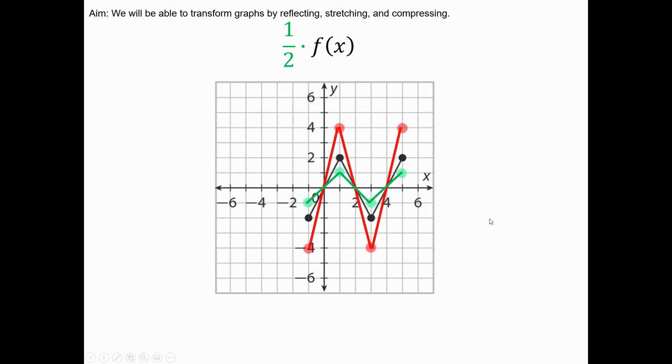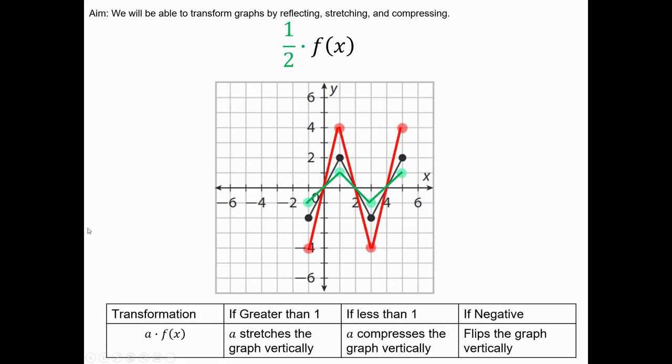You compress it. So it turns out if the number is greater than 1, it makes it bigger. But if it's less than 1, it makes it smaller. So this is our new table right here, where if you multiply by an a value, whatever that number is going to be, if it's greater than 1, it stretches it vertically. If it is less than 1, it compresses it. And if it's negative, it flips the graph upside down. So let's go ahead, we tried this on the outside. What about on the inside?